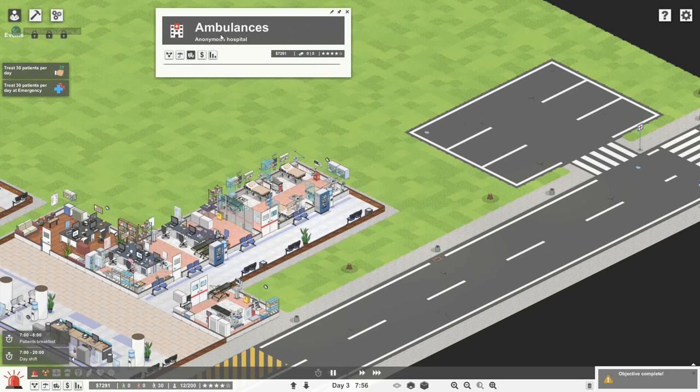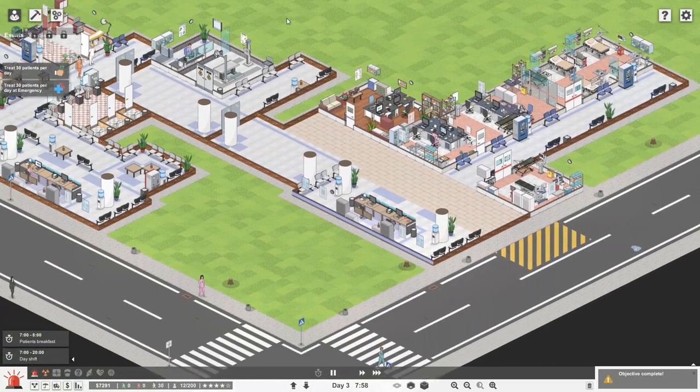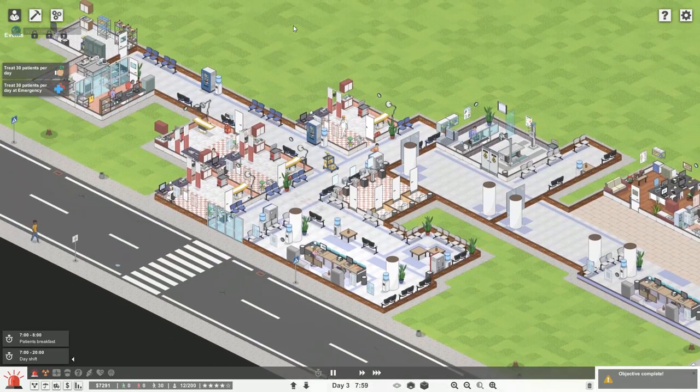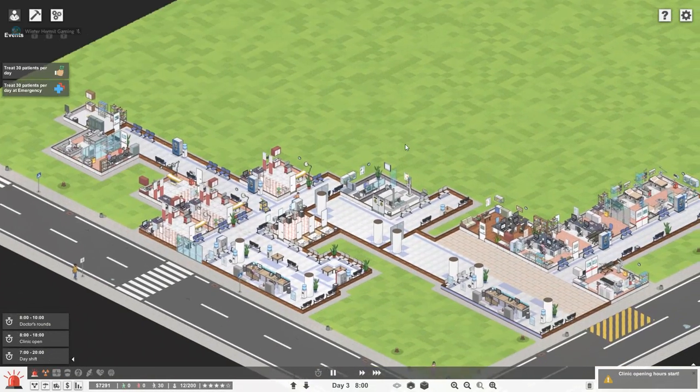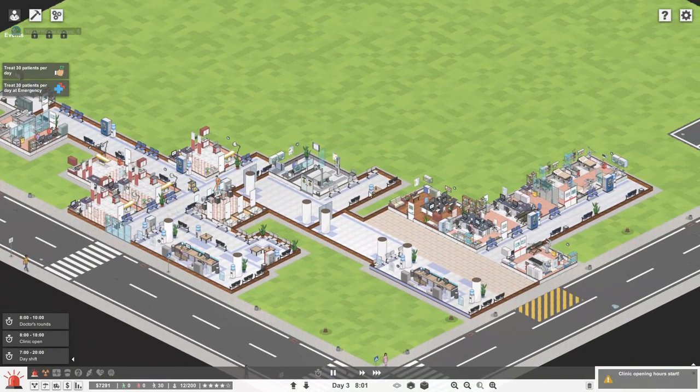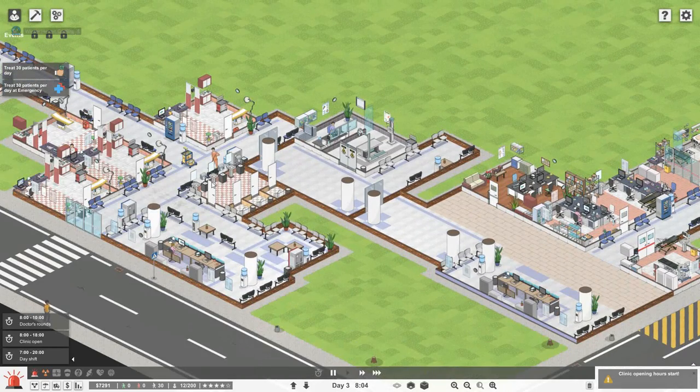Here is where we can rename our hospital. Right now we're just Anonymous Hospital. We need a good name for this clinic and hospital. It's growing. It's going to get bigger. So come up with a name. Leave it in the comments.